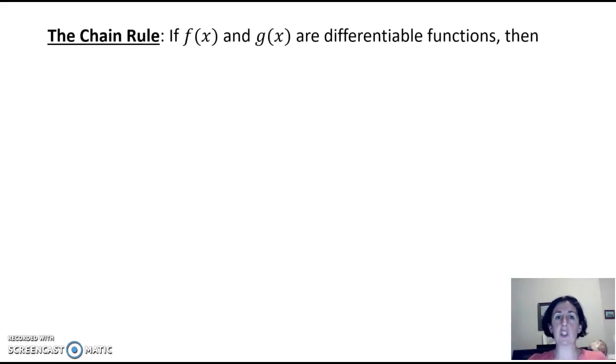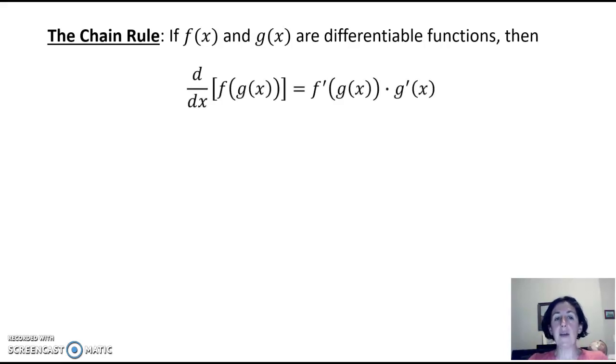So now let's bring up the chain rule. So again, if f of x and g of x are differentiable functions, we've seen this before, then the derivative of f of g of x, or f composed with g of x, would be the derivative of f evaluated at g of x times the derivative of g of x. So you would take the derivative of this outside function f of x, leave that inside function alone, and then tack on the derivative of that inside function.